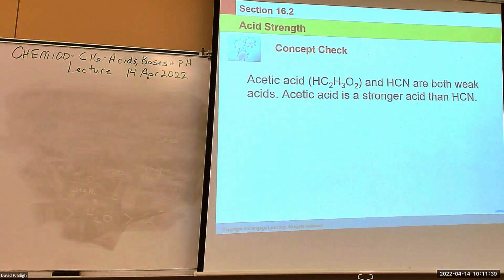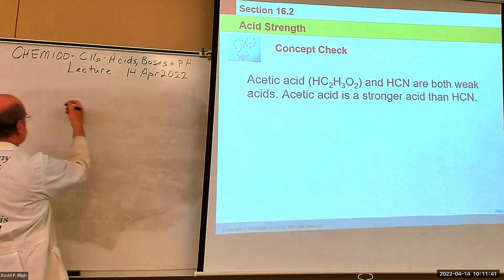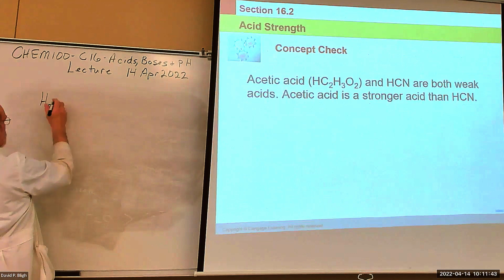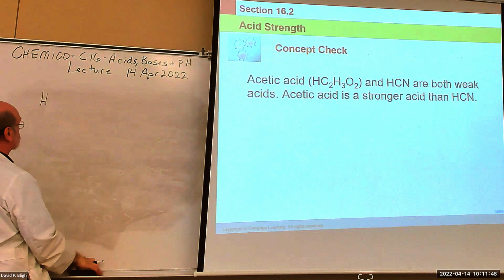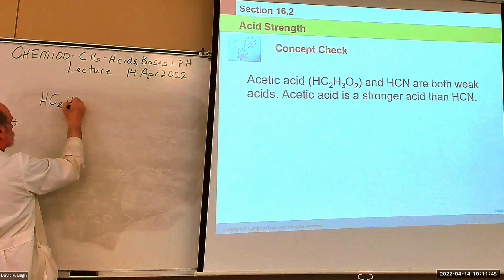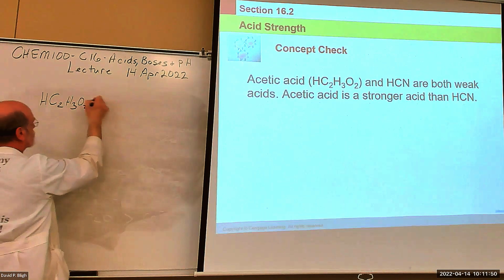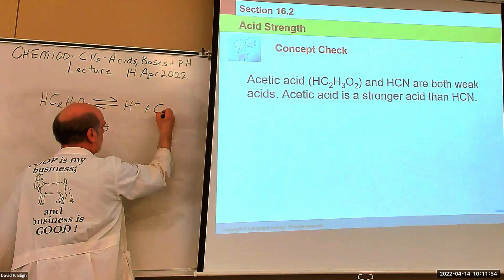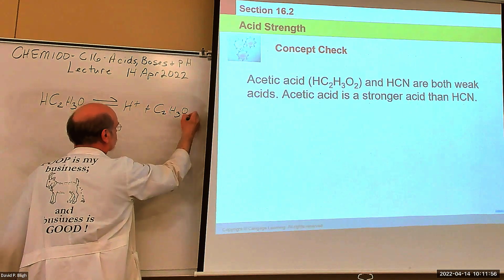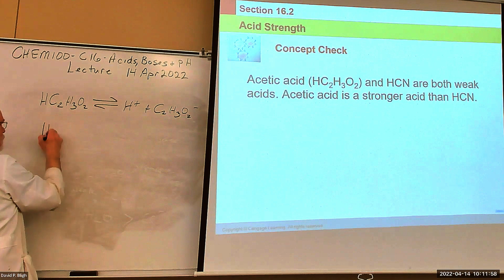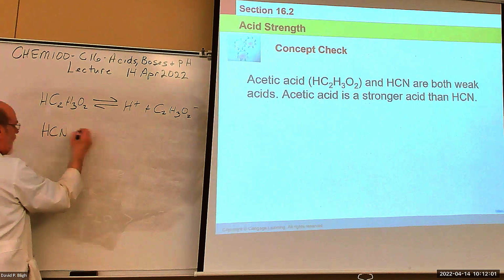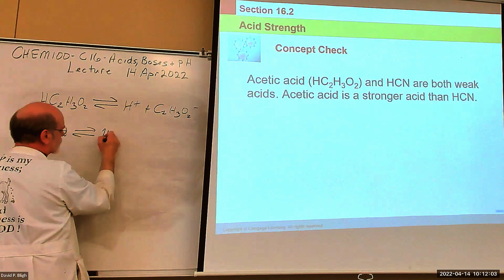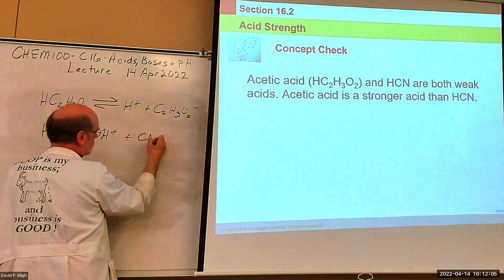Okay, I'm good on time. Acetic acid, here we go. Only one hydrogen. C2H3O2, right, produces this in abbreviated form, and this, the acetate ion. And hydrocyanic acid produces this plus this.